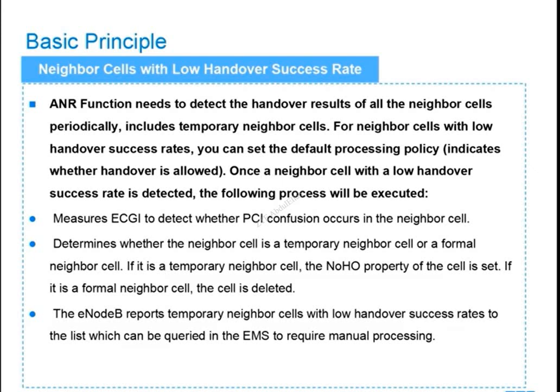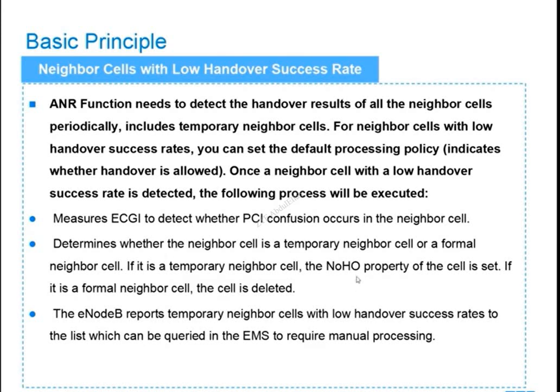One is that we can measure the ECGI to detect whether PCI confusion occurs in the neighbor cell. Second is to determine whether the neighbor cell is a temporary neighbor cell or a formal neighbor cell. If it's a temporary neighbor cell, the no handover property of the cell is set. If it's a formal neighbor cell, we will delete it directly. Third is that it reports the temporary neighbor cells with low handover success rates to a list, which can be queried in the EMS to require manual processing.